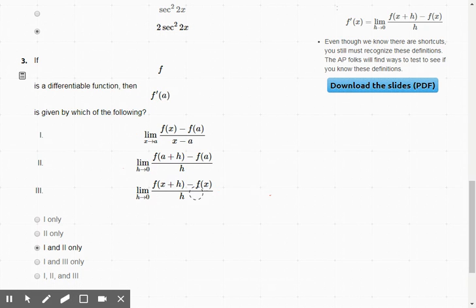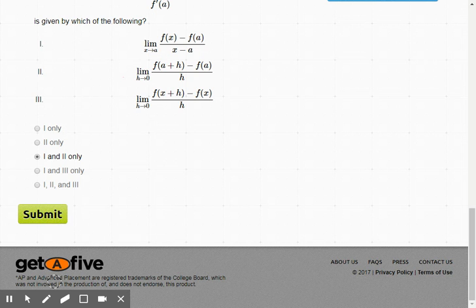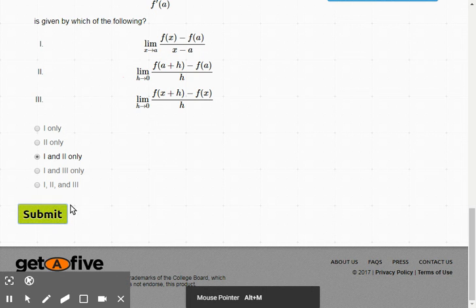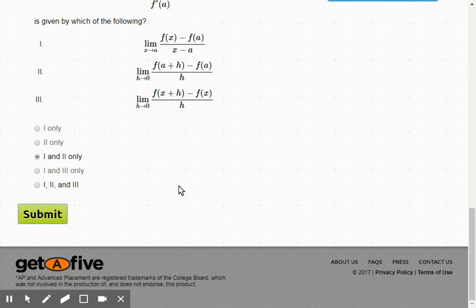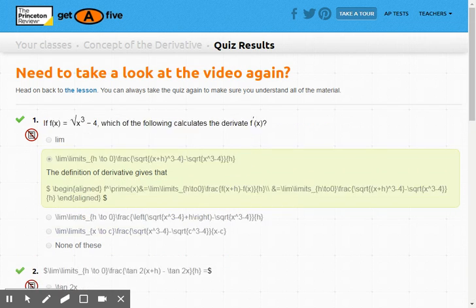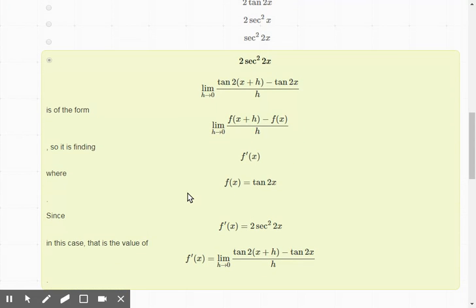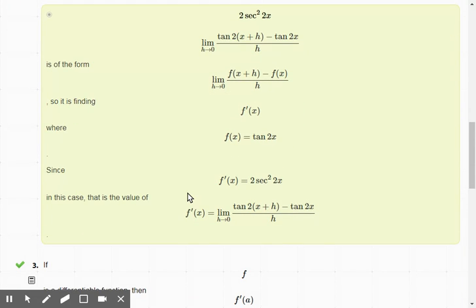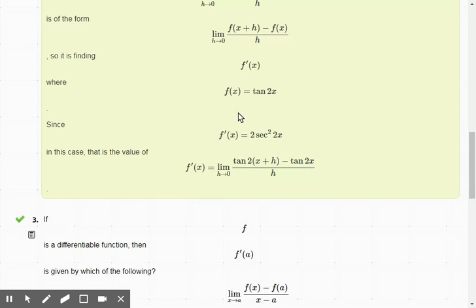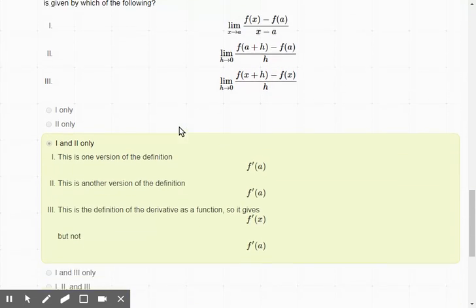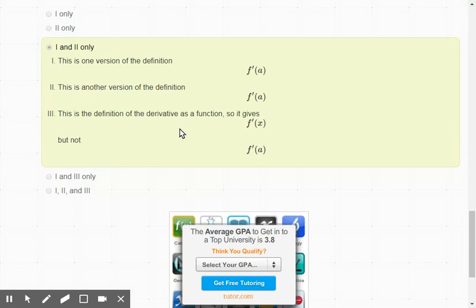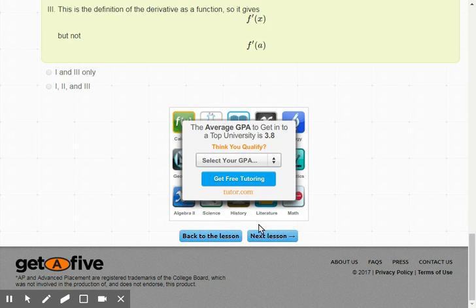Okay, and then let's just make sure that I haven't done anything silly. Let's check these. Okay, number 1 is correct. Number 2 is correct. And they don't really show you that. They just kind of go through the explanation that that's the function, and so that's the derivative. I'll show you those rules later on, okay? And then, like I said, it gives f prime of x, not f prime of a.